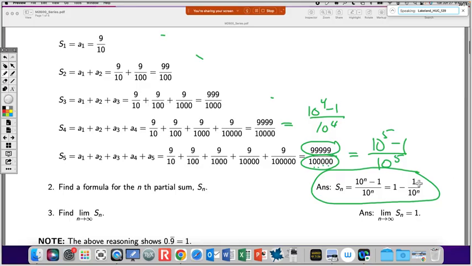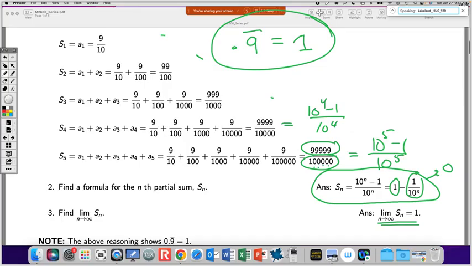And then as n goes to infinity, 1's going to stay 1. 1 over 10 to the n is going to go to 0. And so the limit is 1. So that essentially tells us, if I look at what this is, this is another proof that 0.9 repeating is actually equal to 1. Okay.